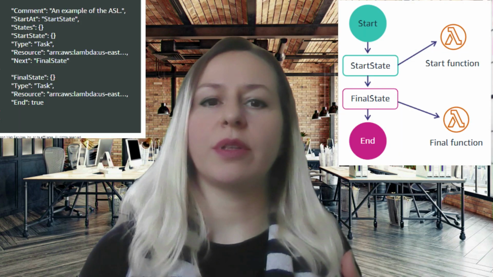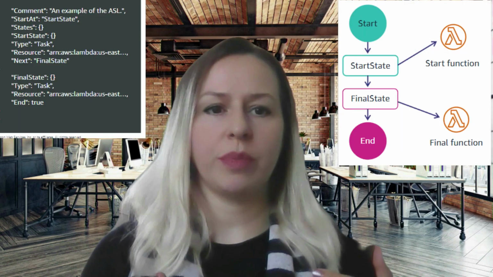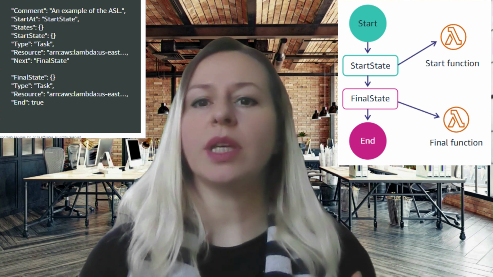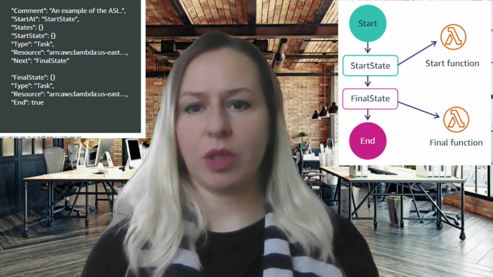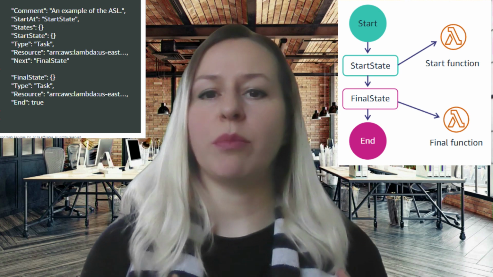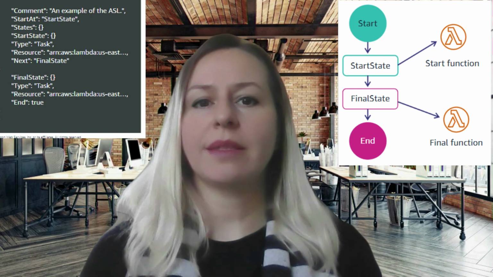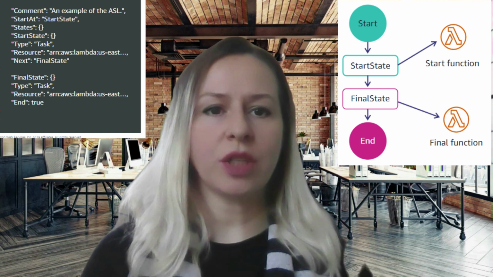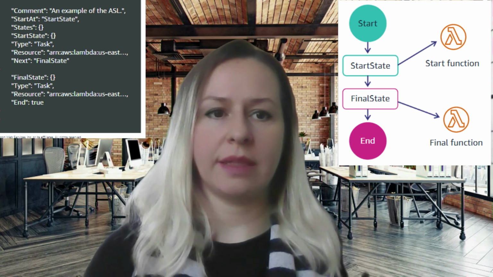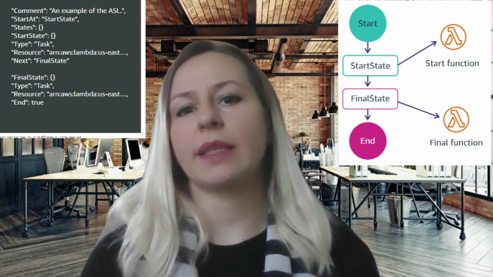A state is referred to by its name, which can be any string, but must be unique within the scope of the entire state machine. Individual states can make decisions based on their input, perform actions, and pass output to other states. The Step Functions console provides a graphical representation of the state machine to help visualize your application logic.